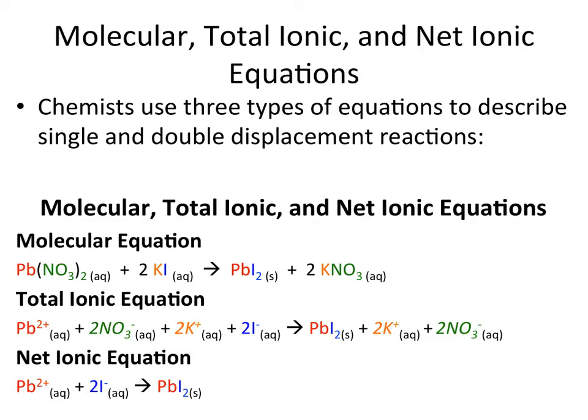Now what you'll notice is that there are things that exist on both sides. For example, the lead and the iodide in this case actually form the lead-2 iodide. But the potassium and the nitrate actually exist on both sides. They haven't done anything. So they're called spectator ions, and we can cross these out on both sides and just rewrite what's actually important to the reaction. These things don't actually participate in the reaction. That's why they're called spectator ions.